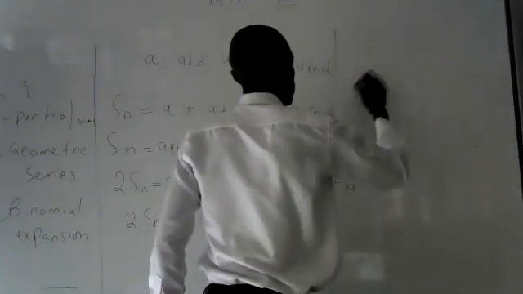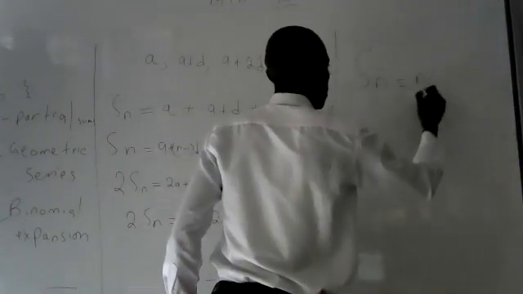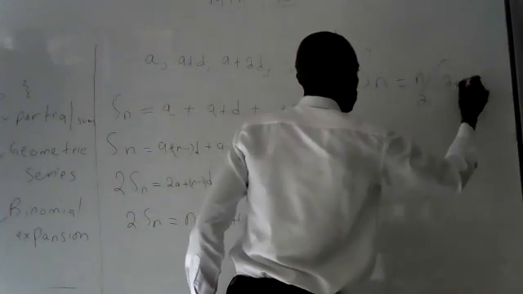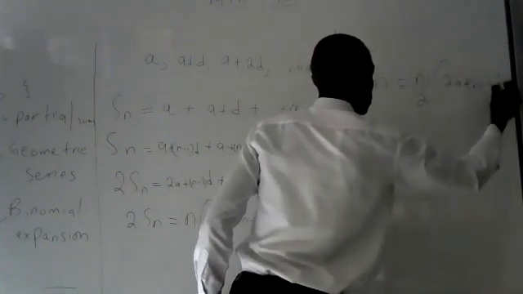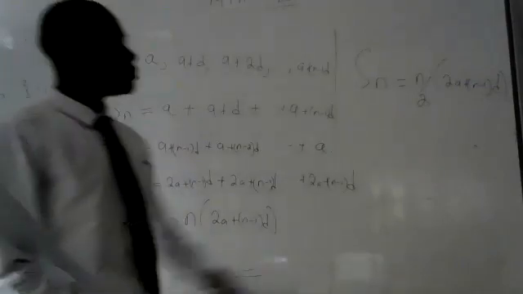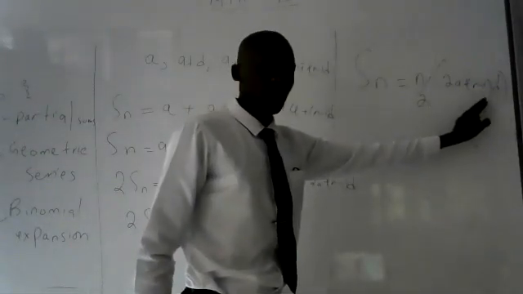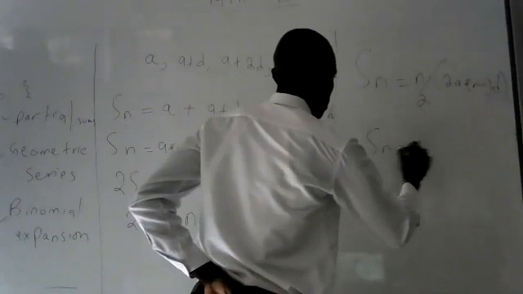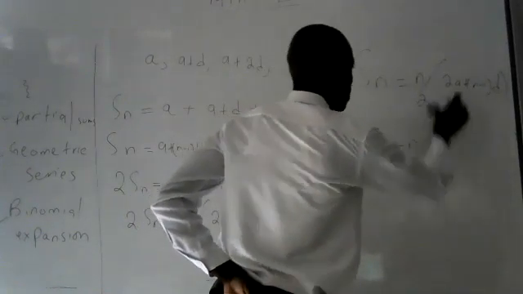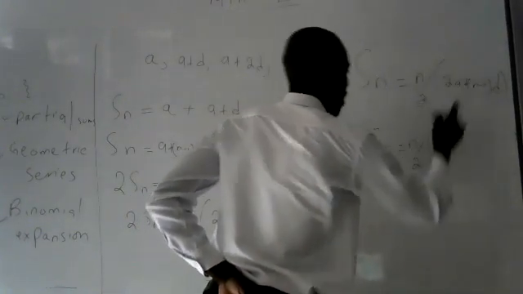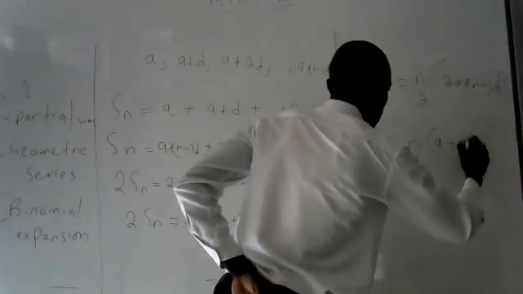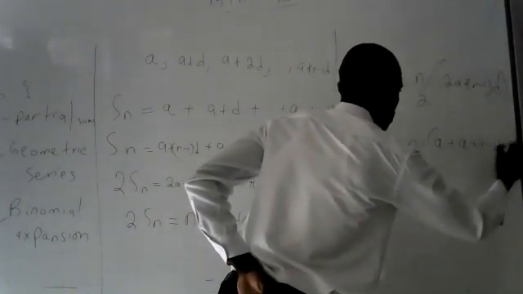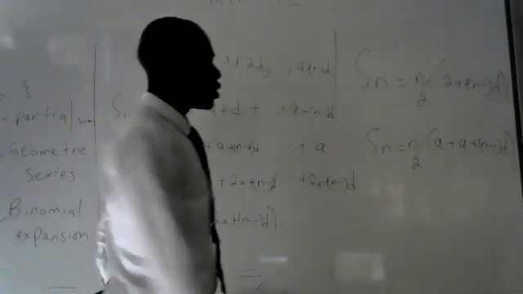In general, for any arithmetic sequence, Sn is given by half of n times 2a plus n minus 1d, where a is the first term, d is the common difference, n is the number of terms. Or alternatively, we can write this as Sn is half of n. Instead of writing 2a, I can write it as a plus a plus n minus 1 d. What is this term? a plus n minus 1 d.